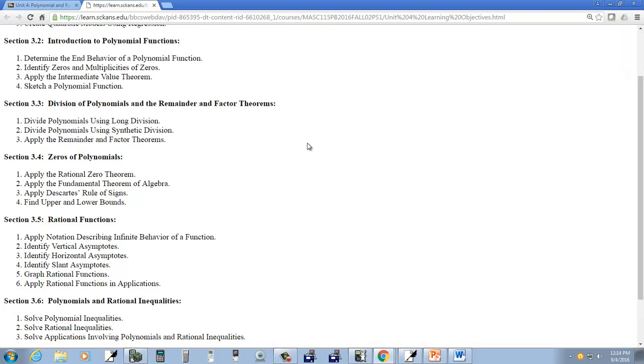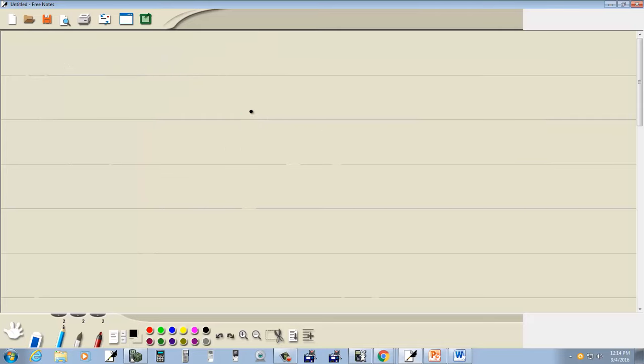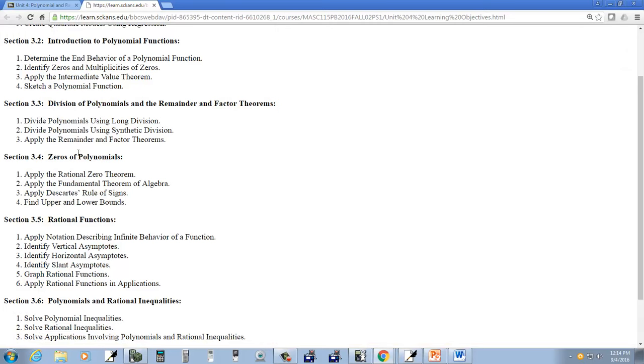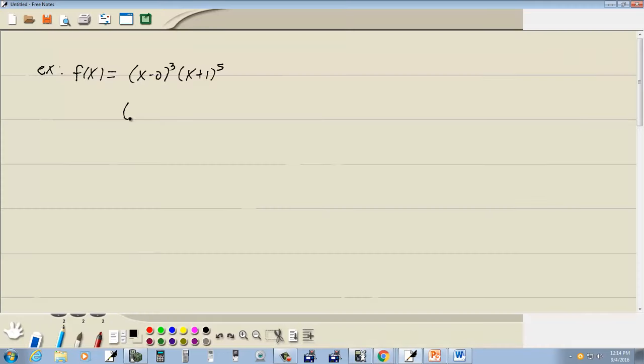Identify zeros and multiplicities of zeros. If I have this right here, f of x is equal to x minus 2 to the third and x plus 1 to the fifth. Now, first off, find the zeros. Because it says, identify zeros. To find zeros, you always do the same thing. You set your function equal to 0. So we've got x minus 2 to the third times x plus 1 to the fifth equal to 0.